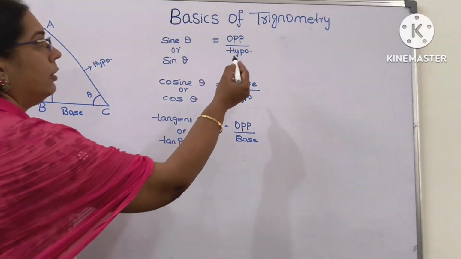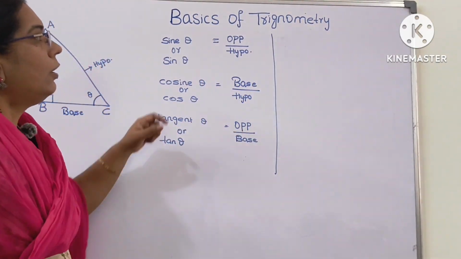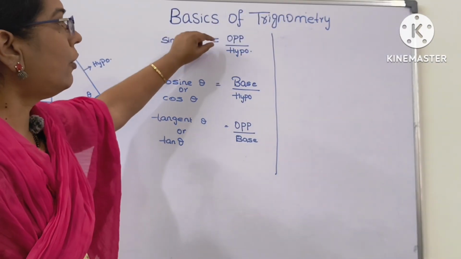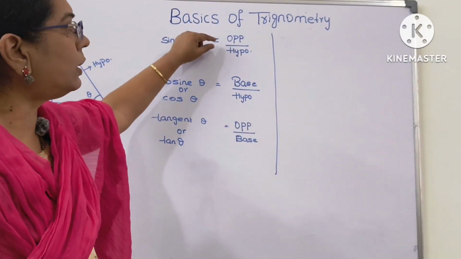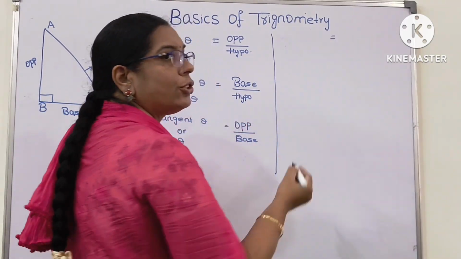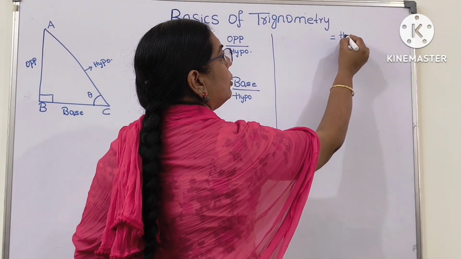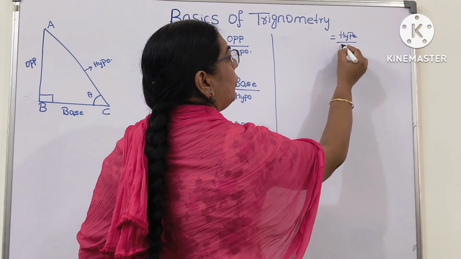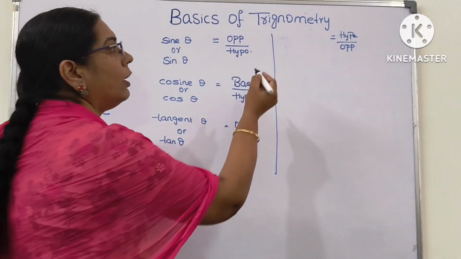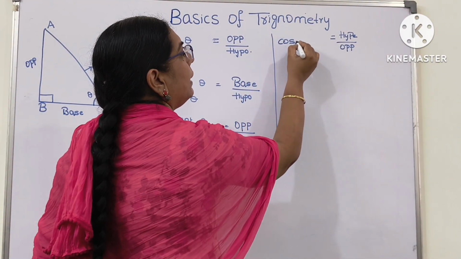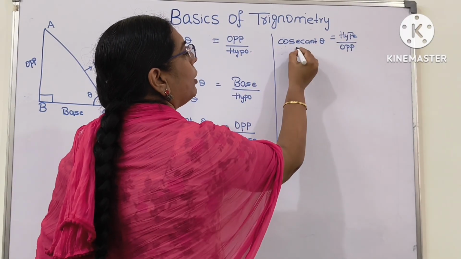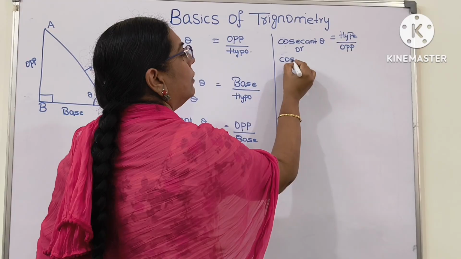Now see, we have a ratio of opposite by hypotenuse and we are calling it sine theta. However, if I take the reciprocal of this ratio, hypotenuse by opposite, then that would be called a different name. It will not be sine theta. It will be called cosecant theta, or in short, cosec theta.